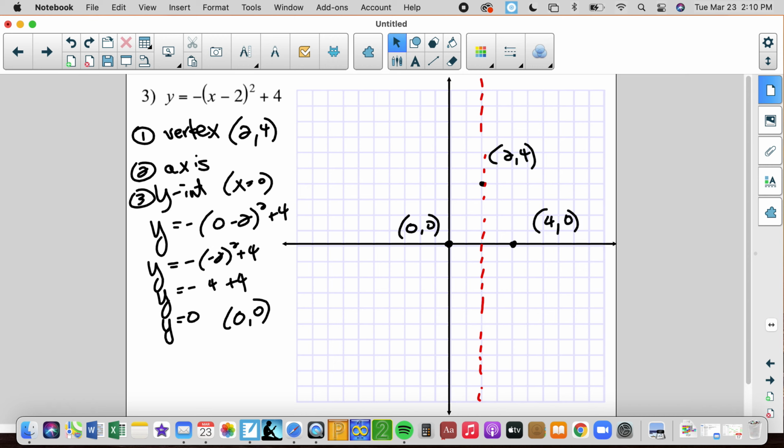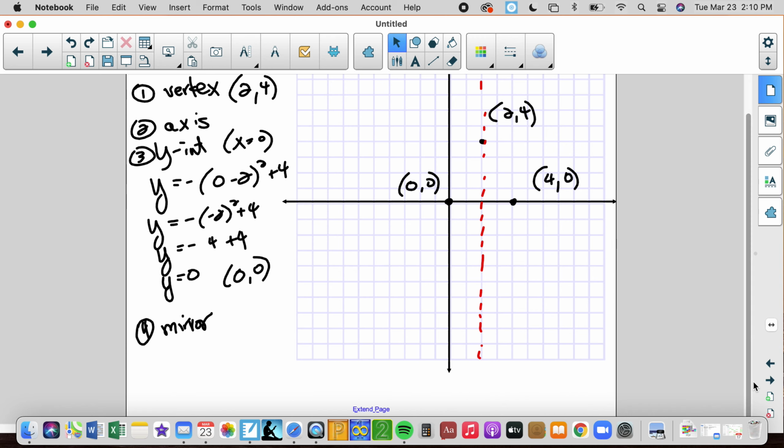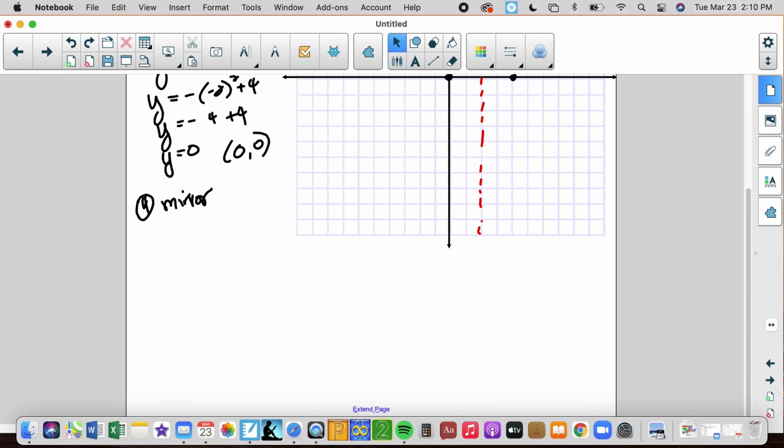And now I can pick a point. I can pick 1, I can pick -1. Step 4 is mirror the y-intercept. And step 5 is a fourth point. So I'm going to pick x equals 1 because I'm going to make it easy for me.